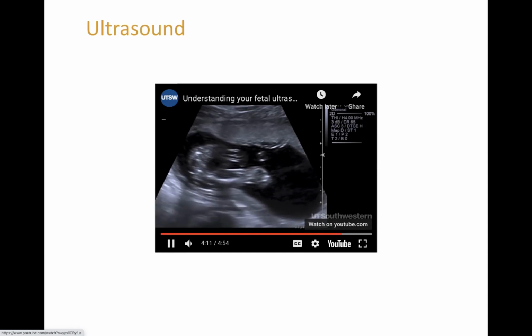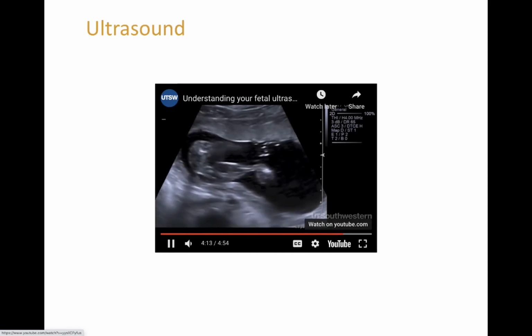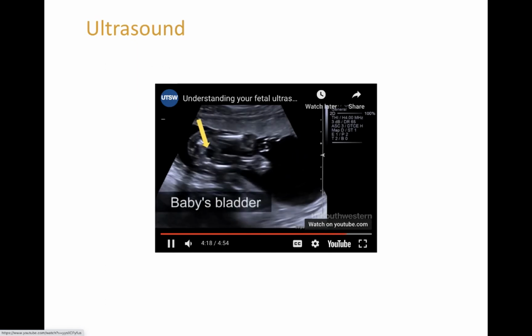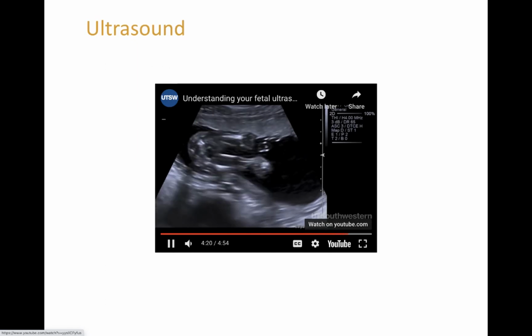And finally, all the way down in the baby's pelvis, we see another black dot, which is the baby's bladder. That tells us that the kidneys, which earlier we saw appear normal, are functioning and producing urine.